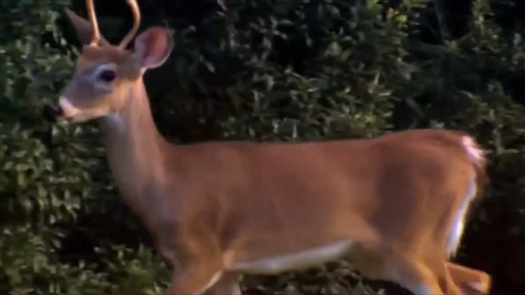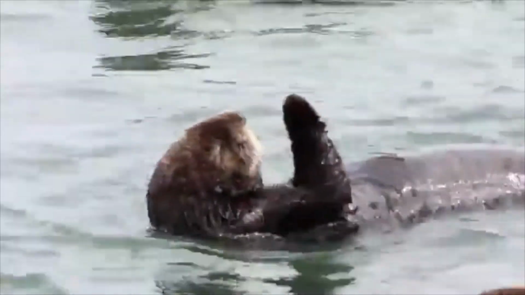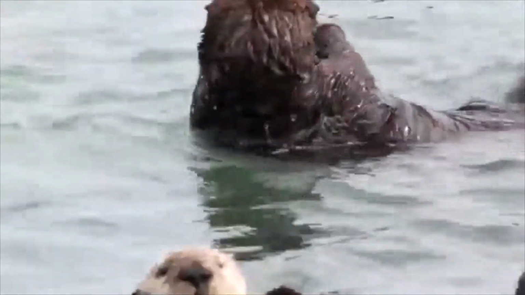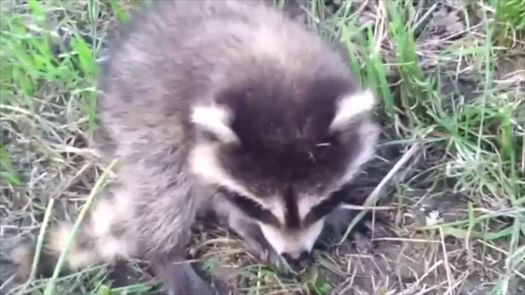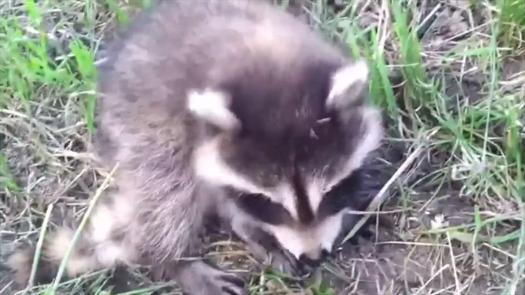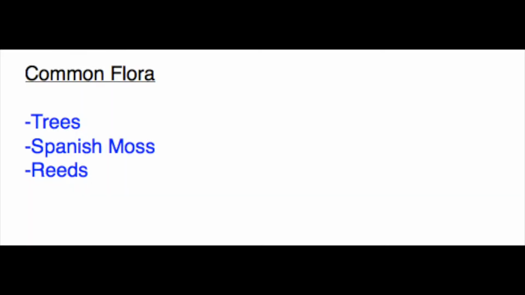The final group is the mammals. Mammals are not as species rich, but are just as diverse compared to the other groups. The most common of these being otters, deer, raccoons, opossums, and many different species of rodents. The more uncommon species consist of bobcats, red wolves, foxes, panthers, and black bears. The flora in the swamp consists of many different trees, reeds, and mosses.